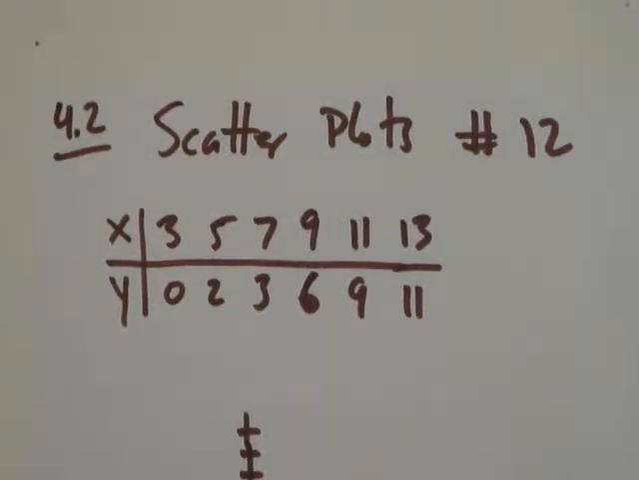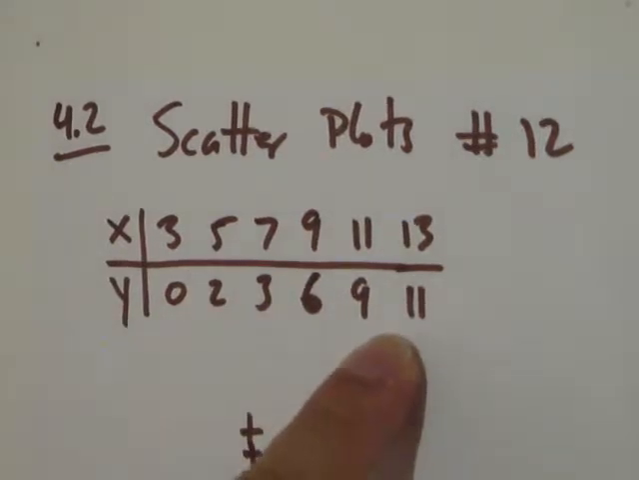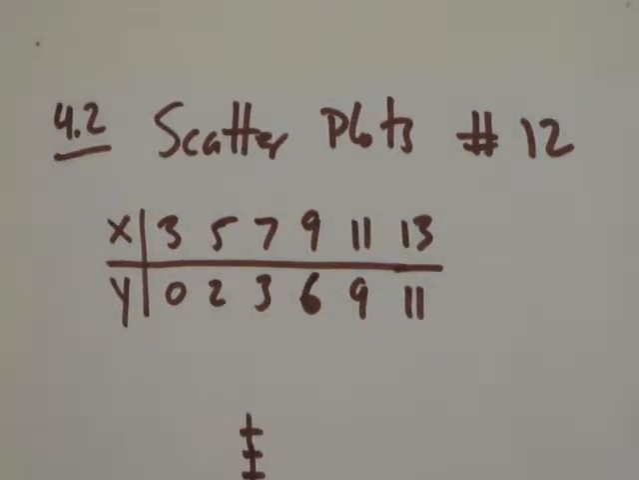Alright guys, just to continue our work with the scatter plots, I want to look at number 12 in the exercise set of 4.2. What they've done for us is they've given us a small set of data, and they said to go ahead and plot the points and come up with the equation for the line that fits the best here. So let's see what we have to do.